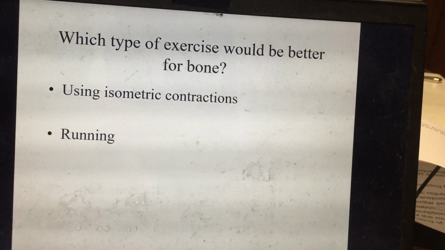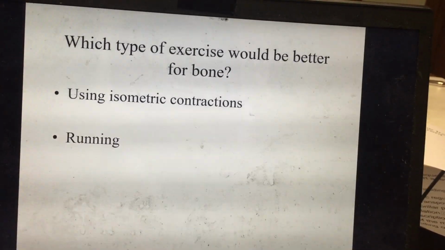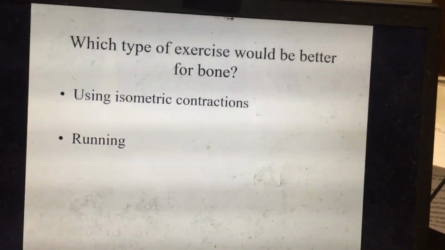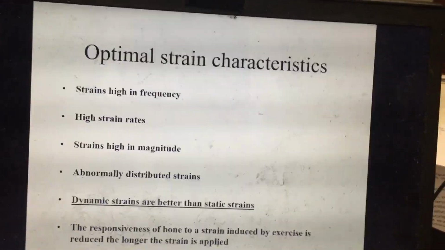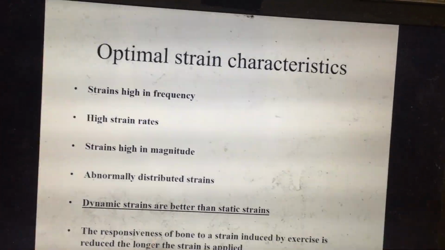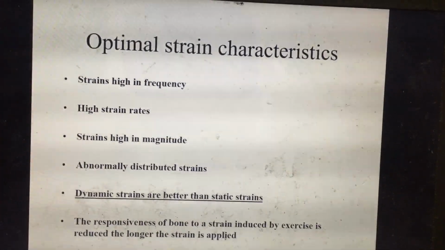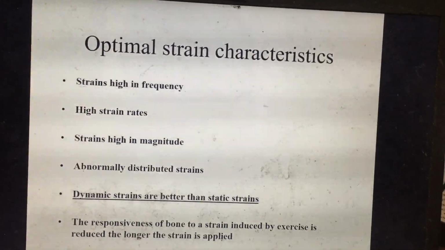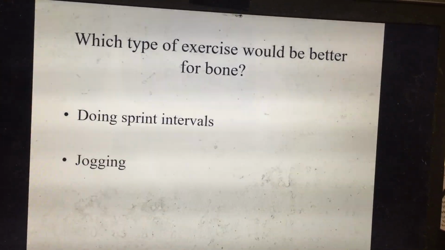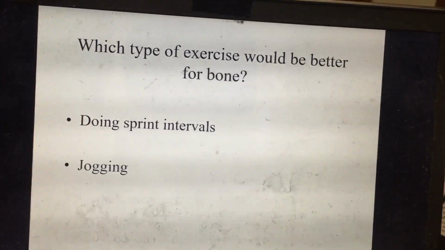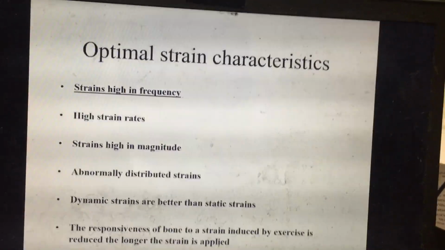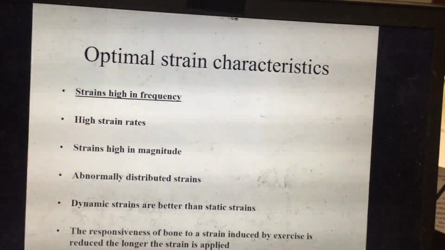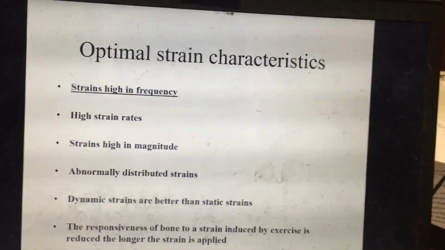So, which type of exercise would be better for bone based on those strain characteristics: using isometric contractions or running? Probably running, because dynamic strains are better than static strains. Recall isometrics, you don't really have that much movement. Doing sprint intervals or jogging, the sprint intervals would be better because you're running at higher frequency than when you're jogging. So your legs are just moving faster at a higher frequency.